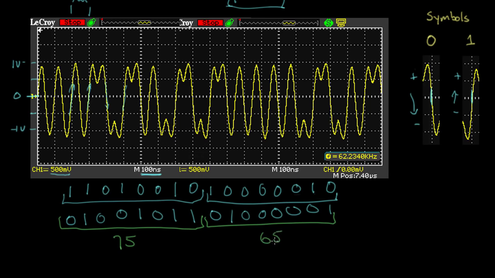And this is actually the information that I was trying to send on my Ethernet interface that I captured here. And actually, if you were to use that ASCII table that we looked at a couple videos ago, 75 stands for the letter K, and 65 stands for the letter A. And this is exactly the data I was trying to send. So this gives you just a sense of how information is actually encoded on a real Ethernet link.